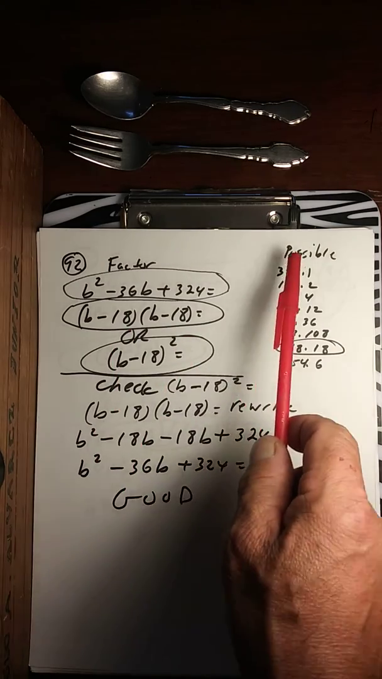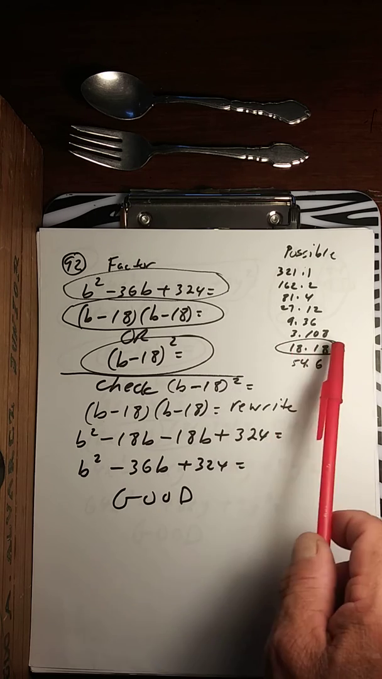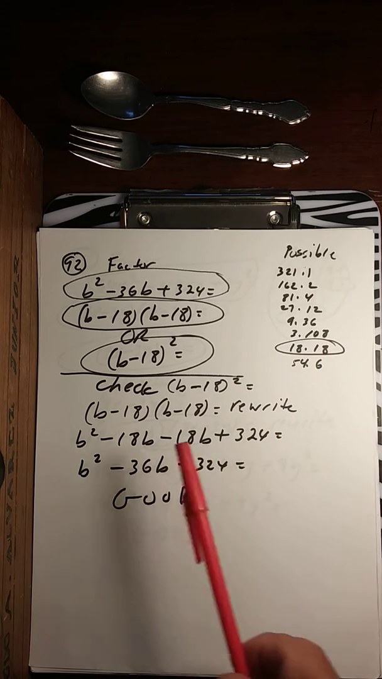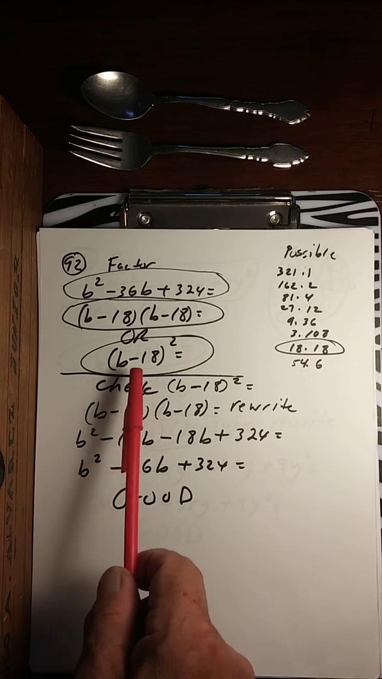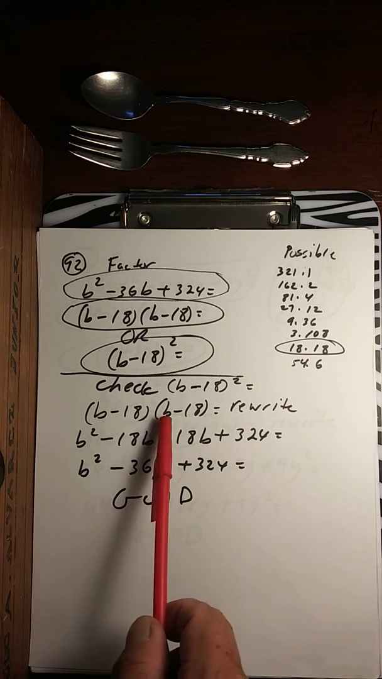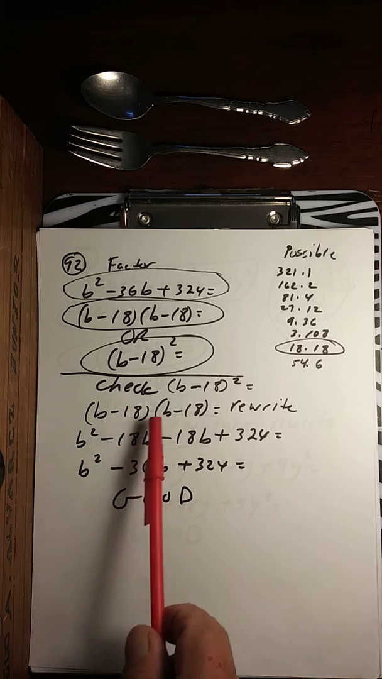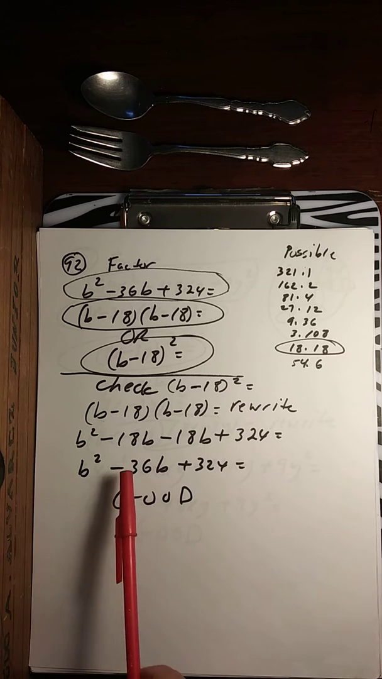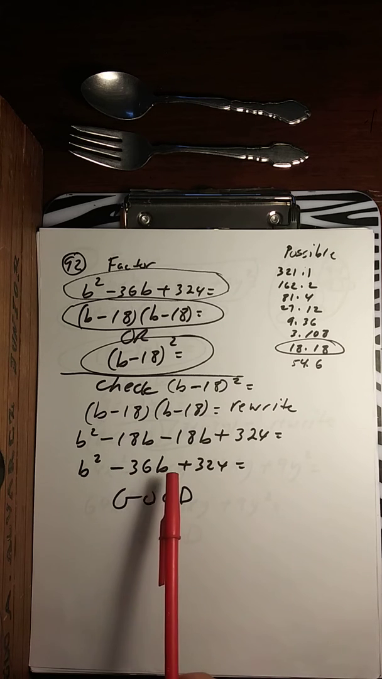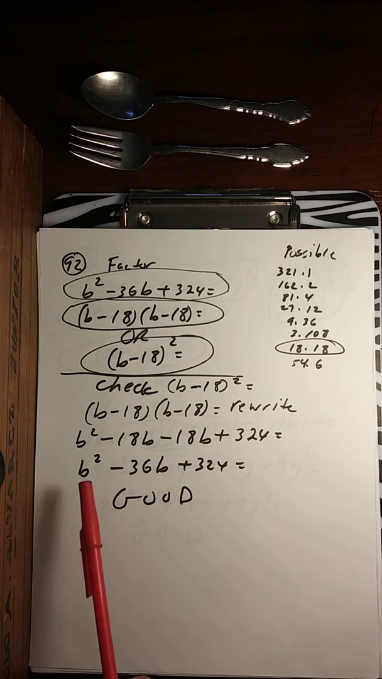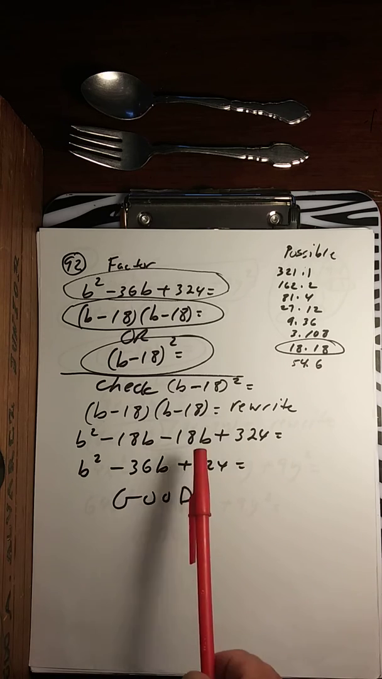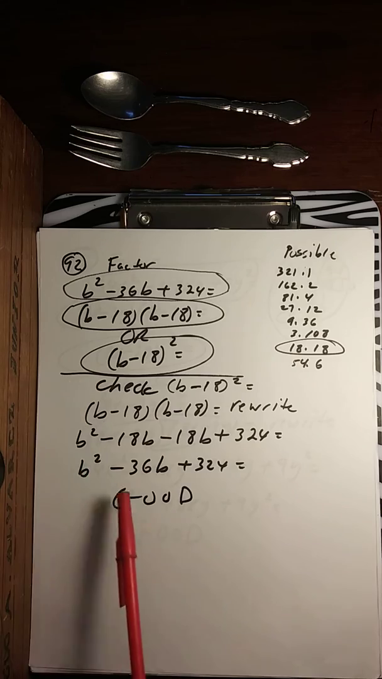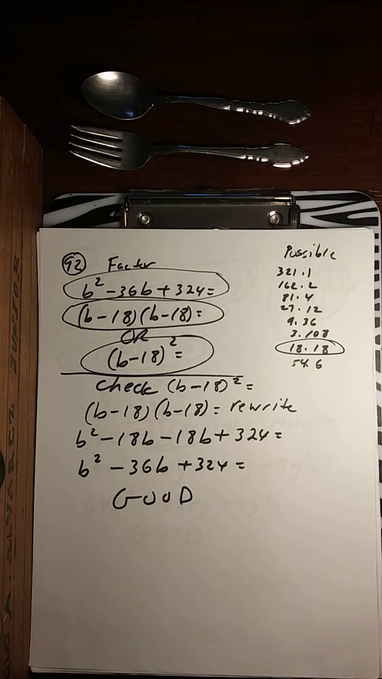This one. Lots of possible answers, but we're going to go with 18, 18. So let's see if that works. b minus 18 squared means b minus 18, b minus 18. That turns out b squared, minus 18b, minus 18b, and that's positive 324. So b squared minus 36b plus 324. They all match. So there it is. Rewrite it: b squared minus 36b plus 324.